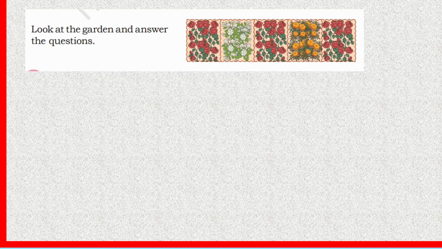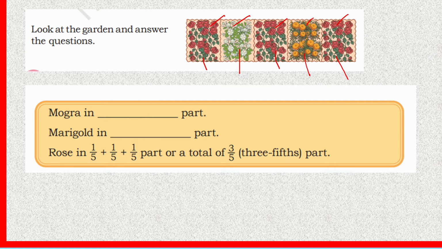Look at the garden and answer the questions. See this picture. Here how many parts are there? 5 parts. 1, 2, 3, 4, 5. In 3 parts we have rose plants. See, these 3 parts contain rose plants. One part mogra. One part marigold. So mogra is in 1 by 5 part. See mogra, this is in 1 by 5 part of the garden.